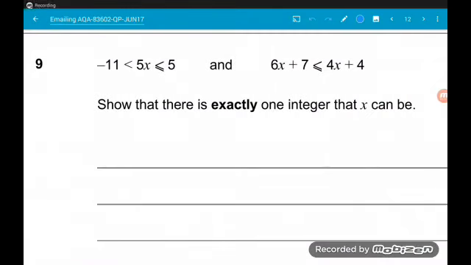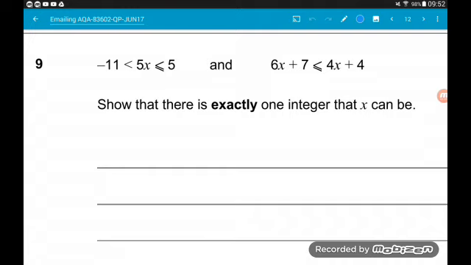Hey guys, this is part 2 of the June 2017 AQA Further Maths paper 2. So it's a calculator paper. We finished on question 8. We're going to start at question 9 and hopefully do the next 8 questions.